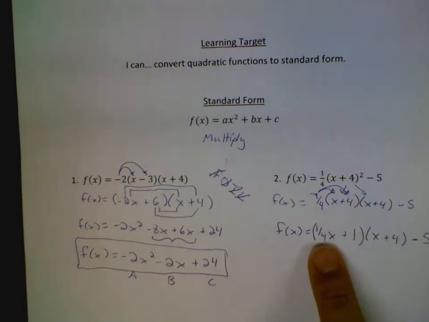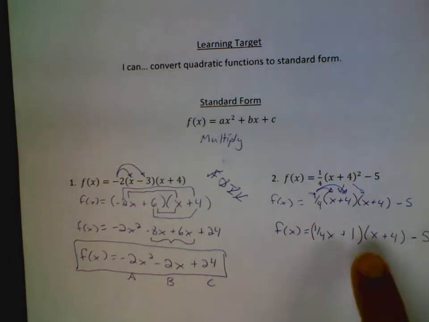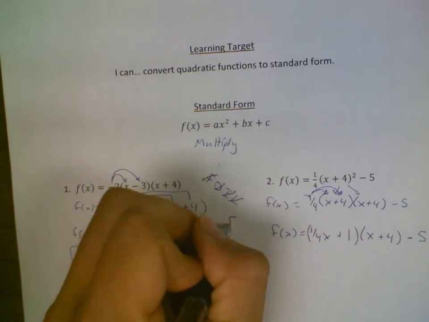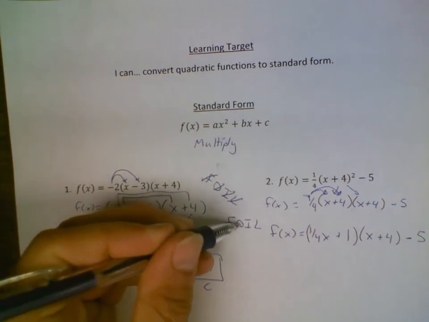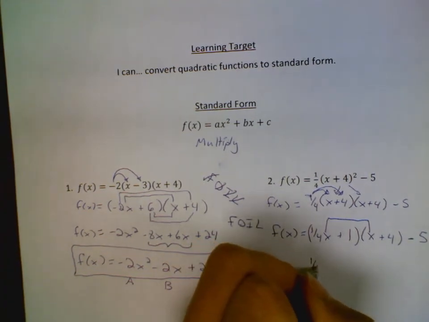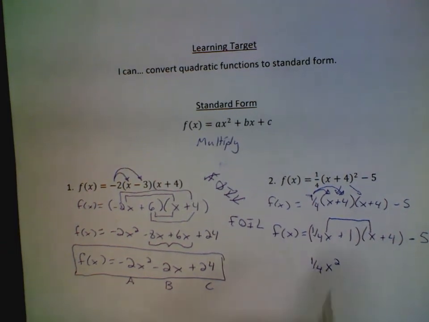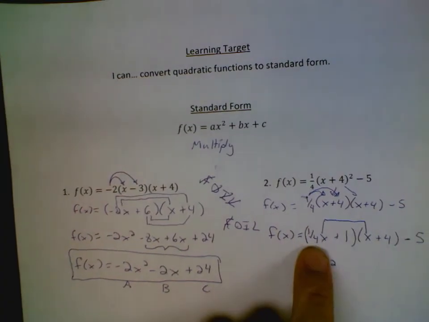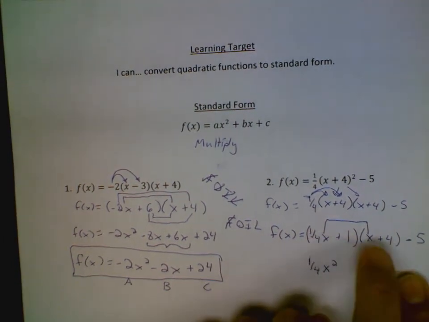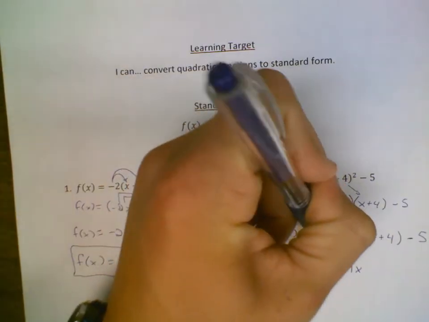Now I'm multiplying two polynomials together again, so I need to distribute the first guy to both terms, and I need to distribute the second term to both terms. Okay, and once again, the acronym that we can use to help us is FOIL, first, outer, inner, last. So we take the first term times the first term. Well, that's going to give us 1/4 x squared, right? When I take 1/4 x times x, I get 1/4 x squared. That's the F. The O stands for outside, so I'm going to take 1/4 x times 4. Once again, 1/4 of 4 is 1, so I'm going to get 1x. Okay, that's the outside here.